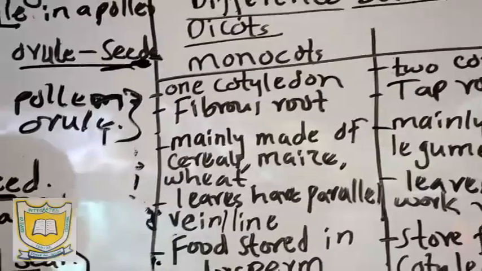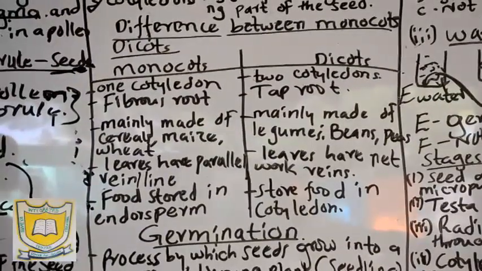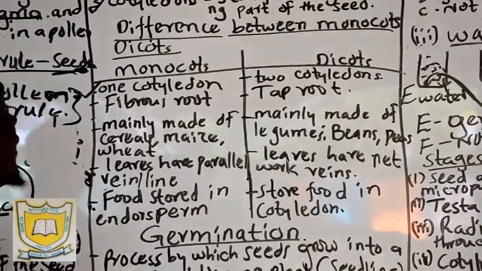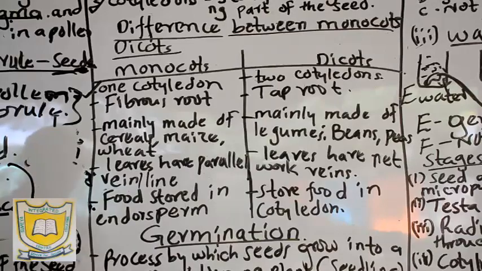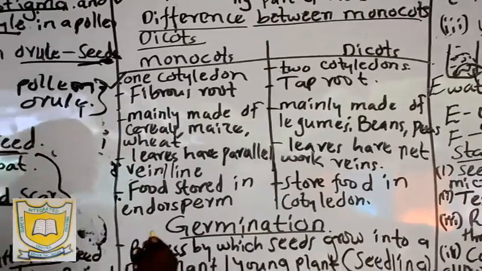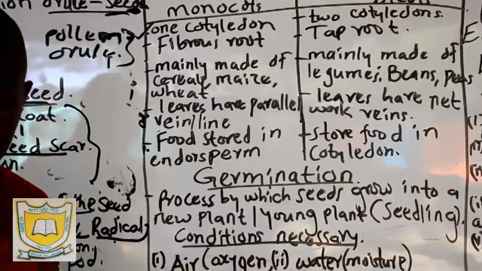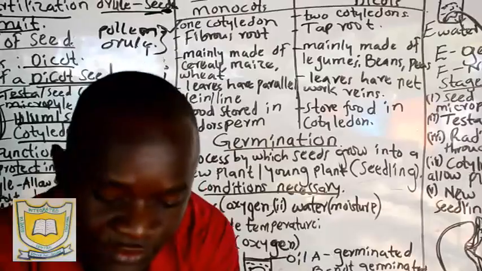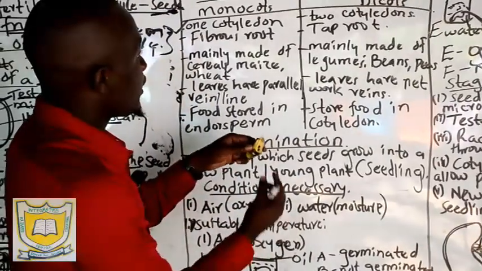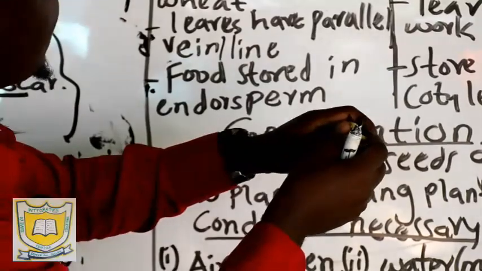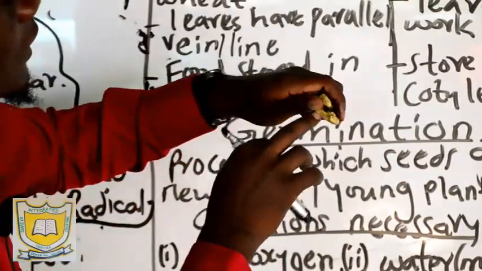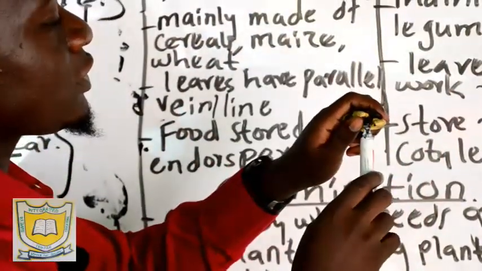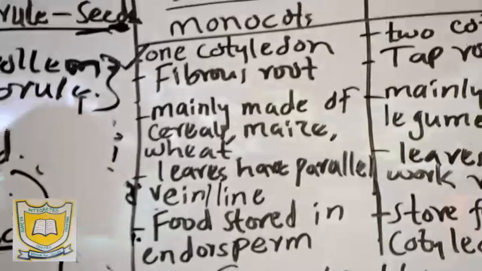Now we move to the differences between the dicot seed and the monocot seed. Number one, monocots have one cotyledon. When you open this, you'll just get one cotyledon. But when you open up the bean seed, you will get that it has two cotyledons. Let me use this of a mango plant, which is just the same as the bean plants. When you open this, this is the first cotyledon and this is the second cotyledon. That is, dicots have two cotyledons, while monocots have one cotyledon.